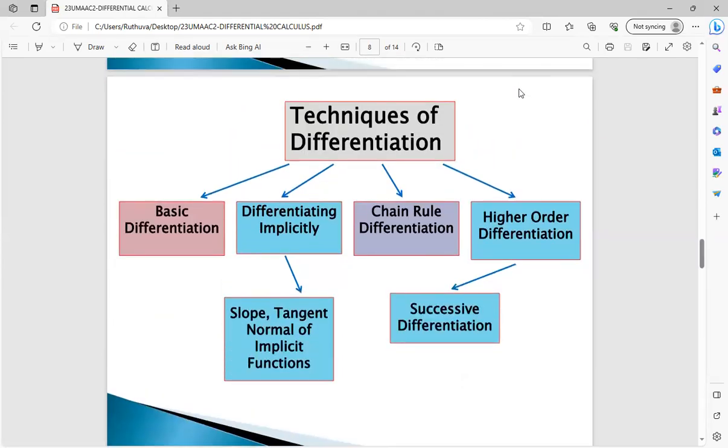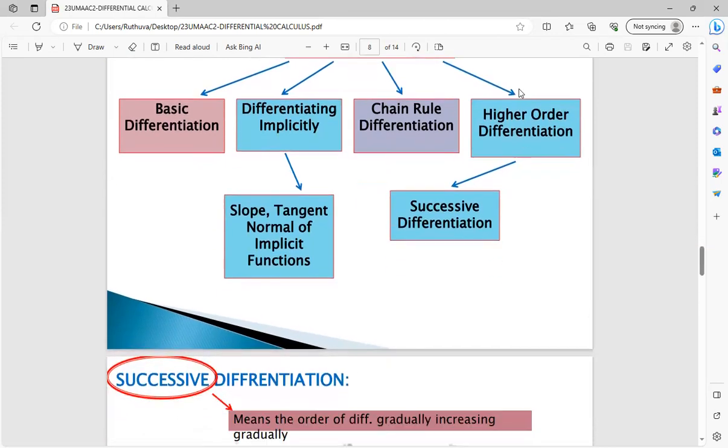Techniques of differentiation. Again, we are going to see basic differentiation. In differentiating implicitly, we see slope, tangent and normal of implicit functions. Then we are going to see chain rule differentiation, that is, linked differentiation. And finally, we see higher order differentiation, where we see about successive differentiation. We move to the next slide.